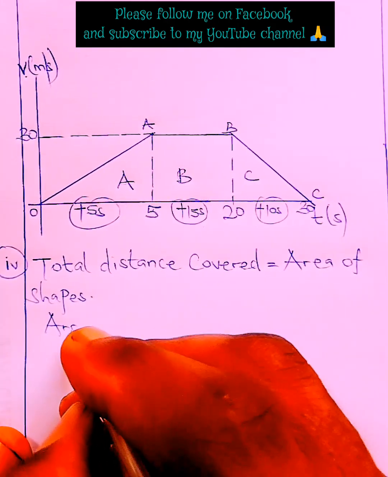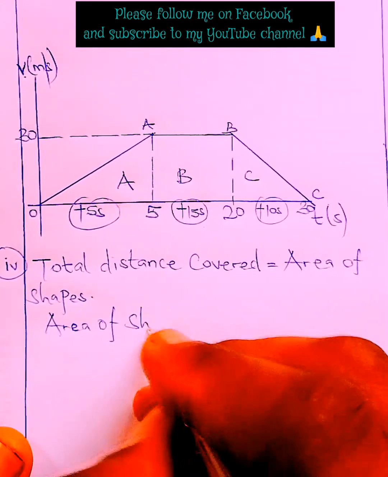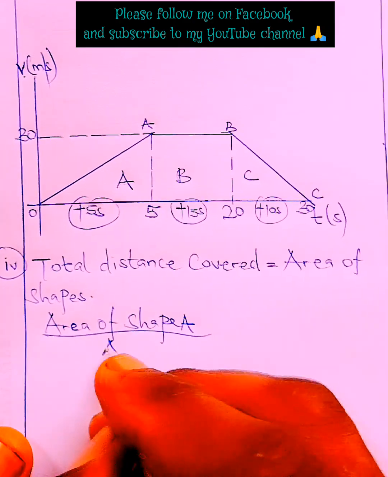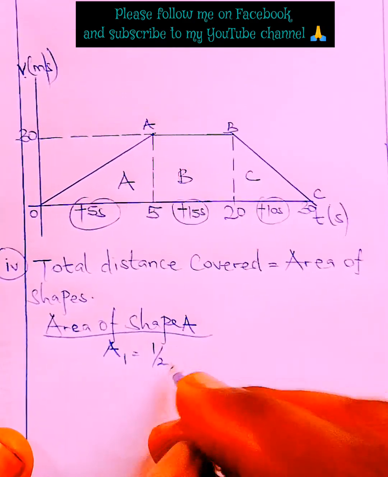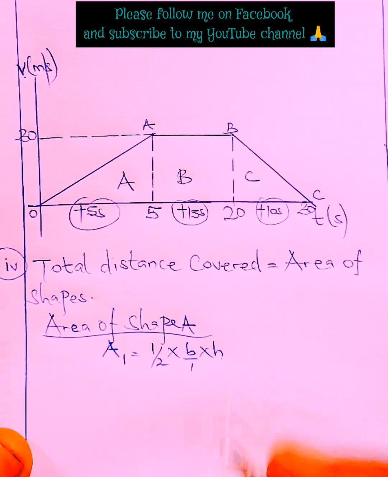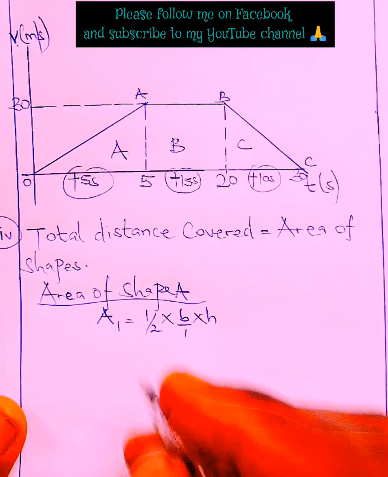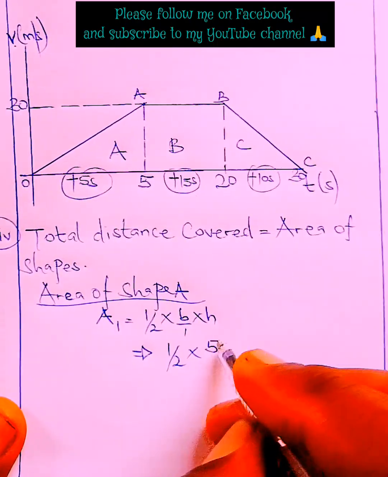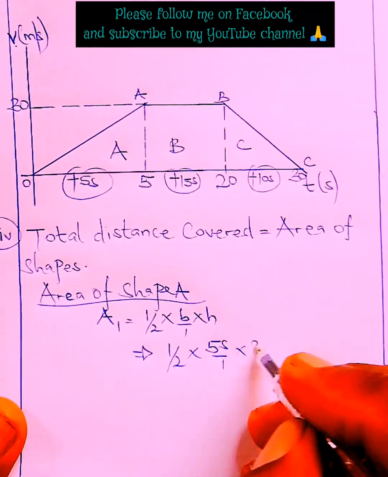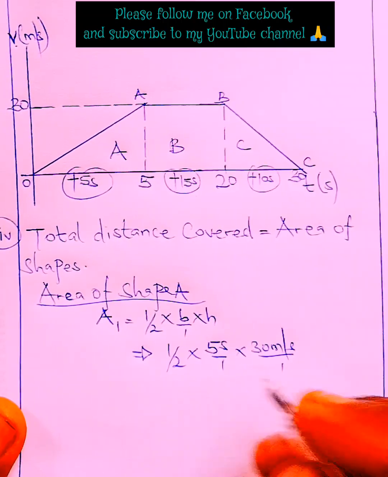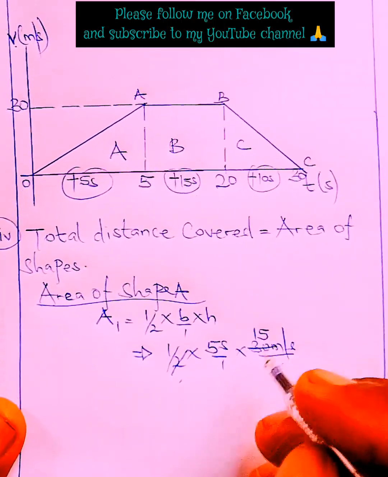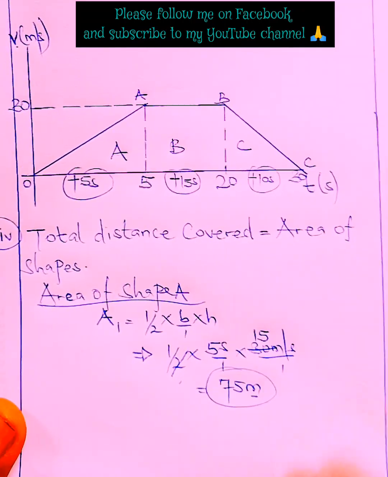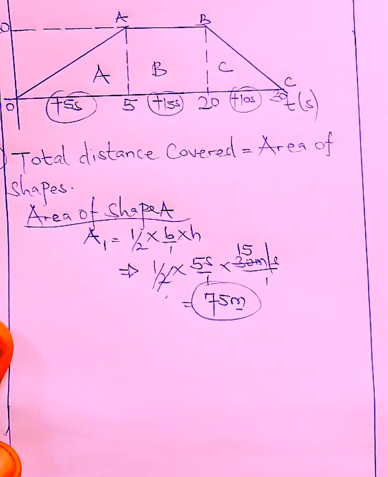So let's get the area of the first shape. Area of shape A, that's area 1. It's half of the base times height. So that's going to be 1/2, the base is 5 seconds, then the height is 30 meters per second. 2 into 30 is 15, and 15 times 5 gives us 75 meters. So shape A gave us 75 meters distance.